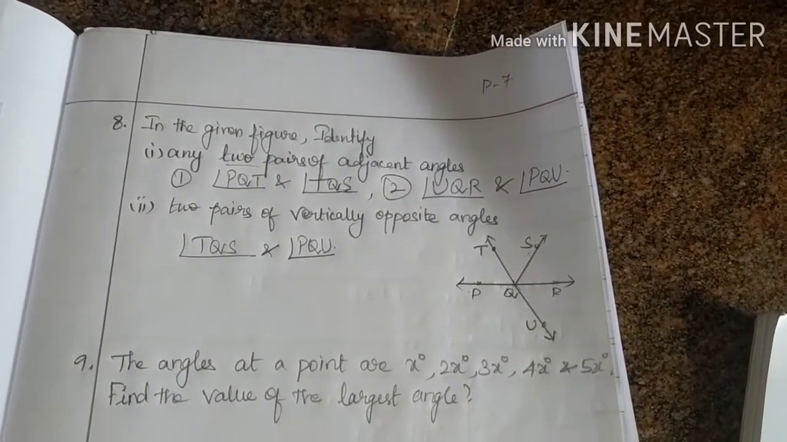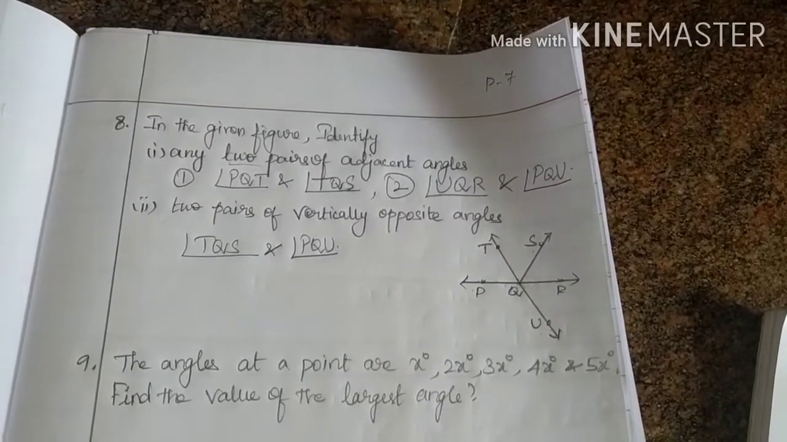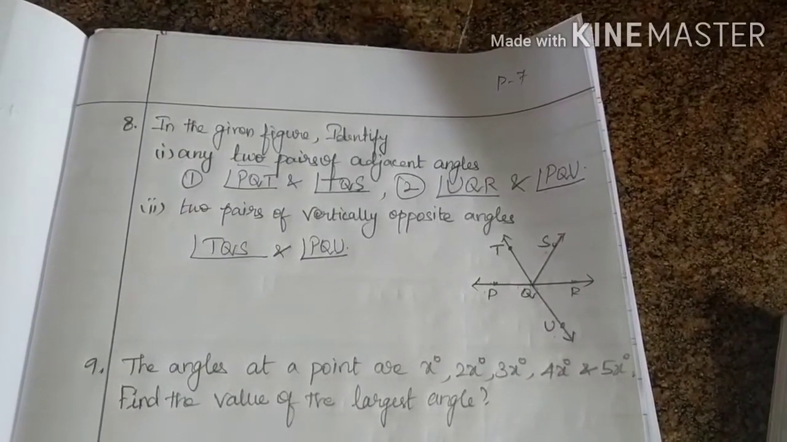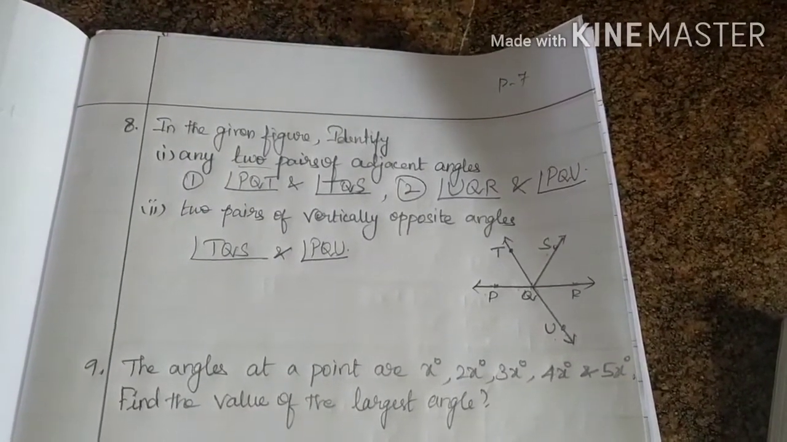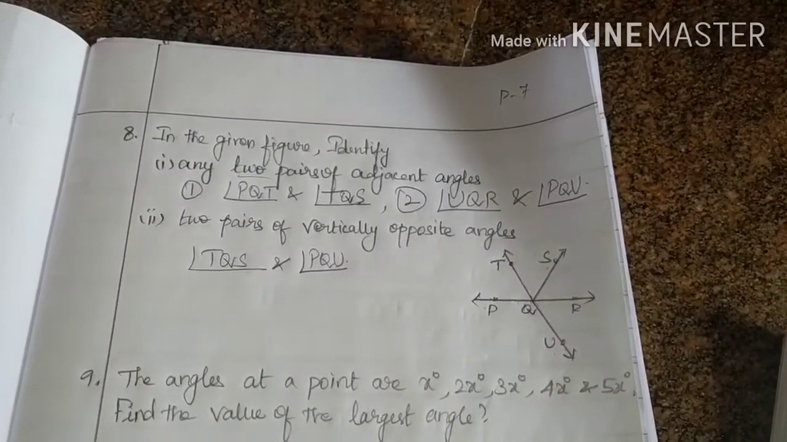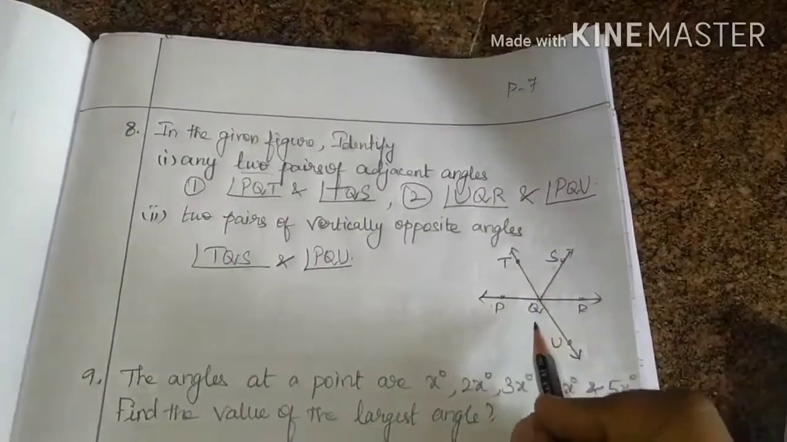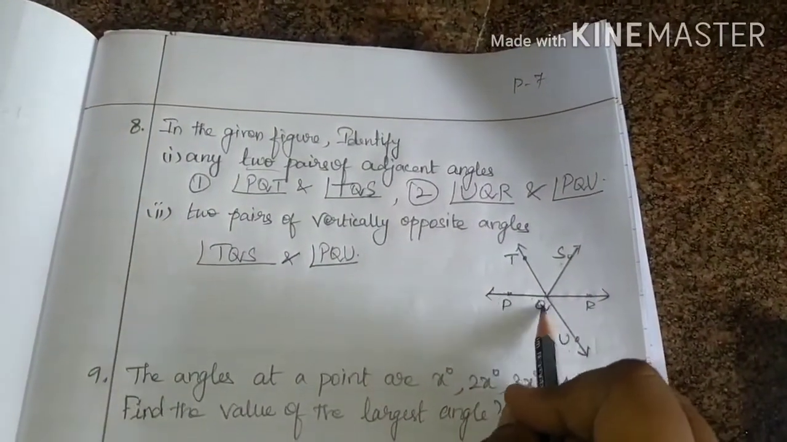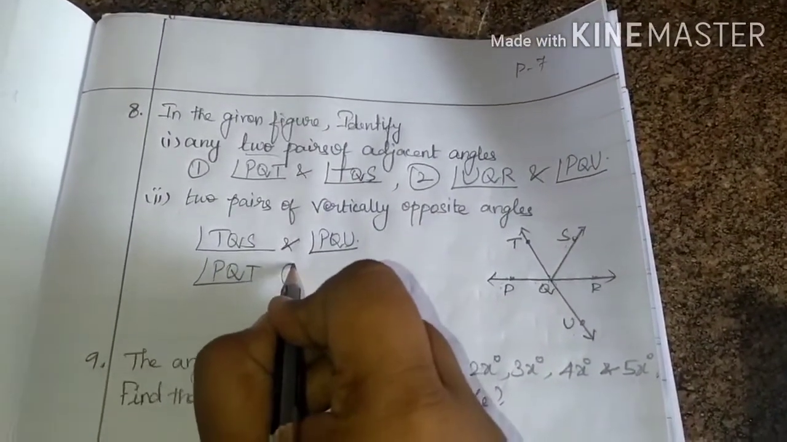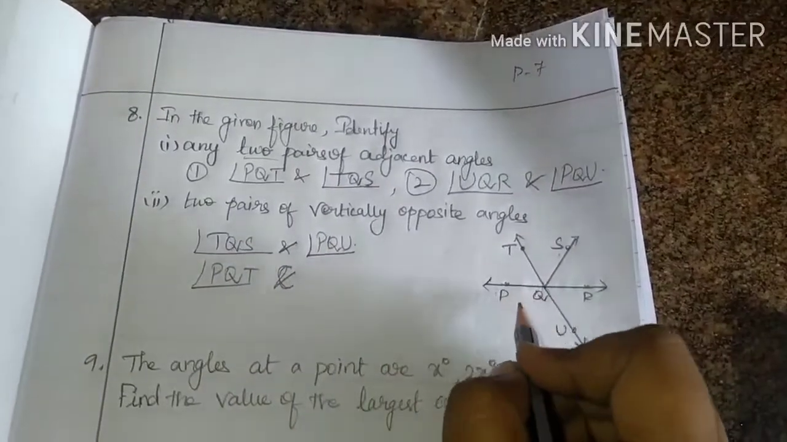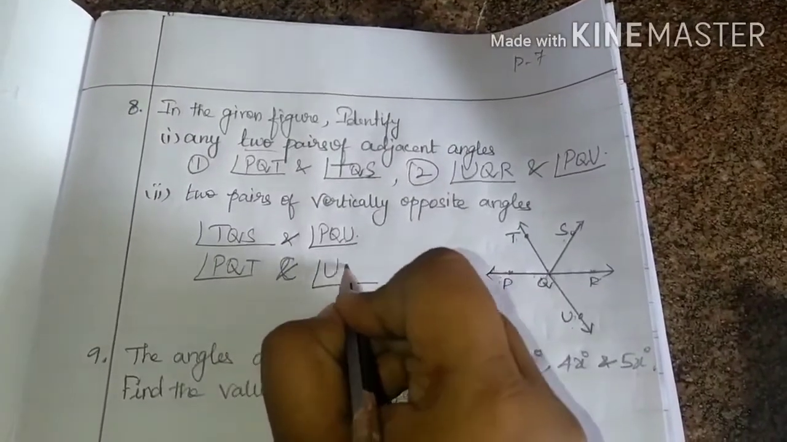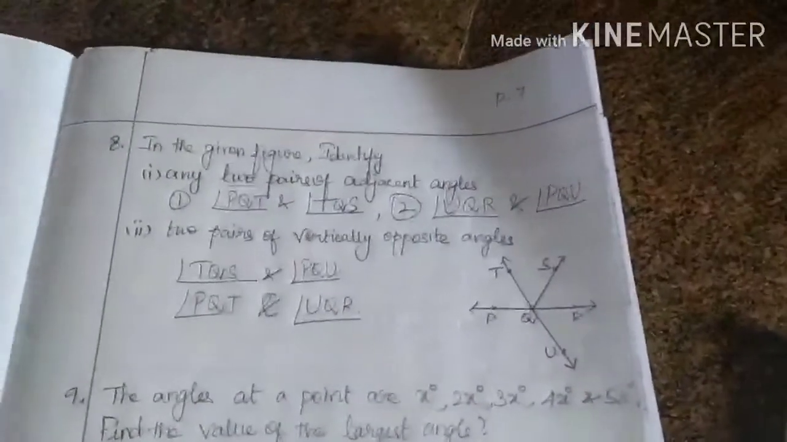Okay, next PQU, that also you can write PQU and TQSI written. Next PQT and UQR, PQT and UQR, this one PQT and UQR, angle UQR. Okay, that's it children.